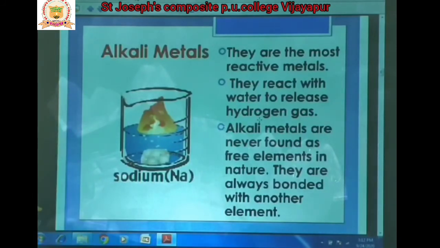Next, alkali metals are the most reactive metals. They are present in the first group of the periodic table. They react with water to release hydrogen gas. An example is sodium metal. When you immerse sodium metal in water, it liberates hydrogen gas. A large amount of energy is liberated; an exothermic reaction takes place there, releasing the hydrogen gas. Alkali metals are never found as free elements in nature. They are always bound with another element, forming compounds.